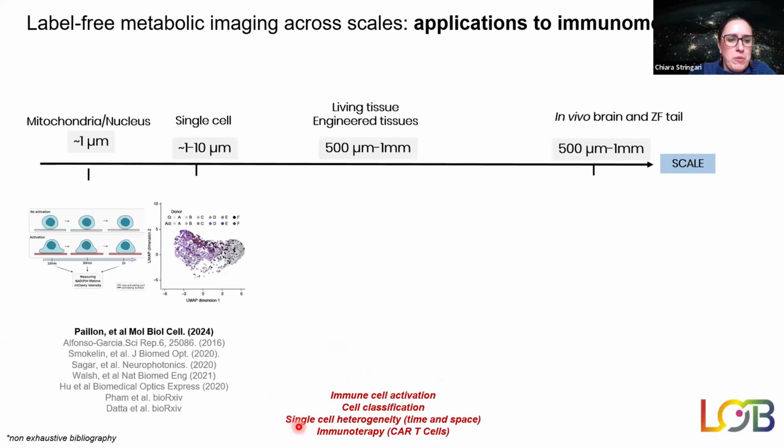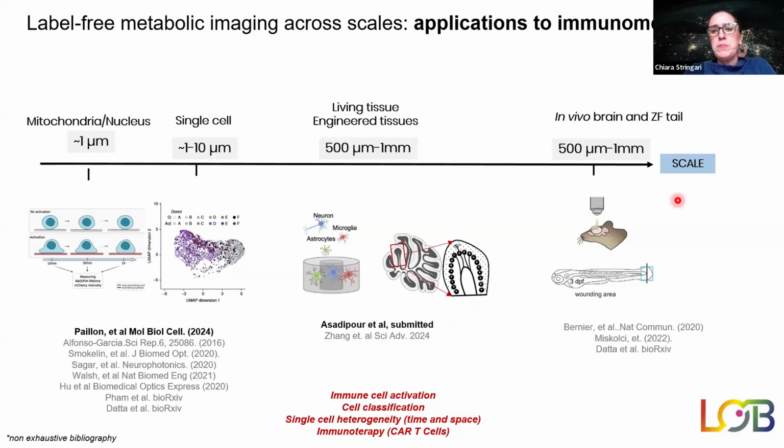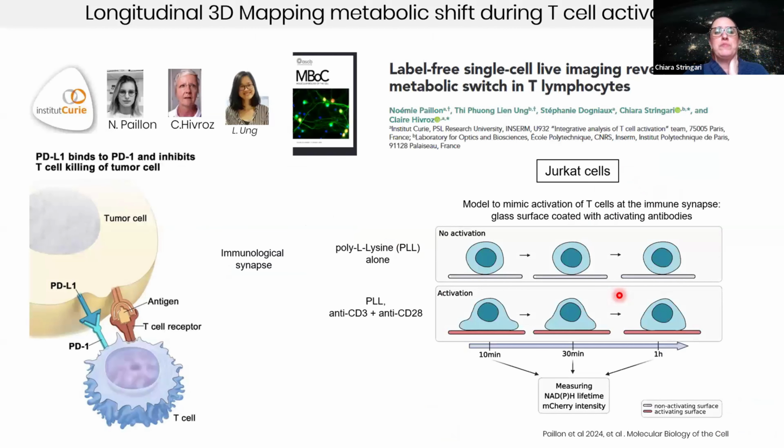Metabolic imaging and FLIM of NADH has been used extensively in this field of immunometabolism by many labs, in particular by the lab of Melissa Skala, to study immune cell activation, to perform cell classification, to characterize single cell heterogeneity in time and space, and also to design and improve CAR T cell generation. There are also many applications coming up in living tissues and engineered tissues, and some applications are popping up in the in vivo brain, in the brain of the mouse and in the zebrafish. I want to tell you what we've been doing in this field of immunometabolism.